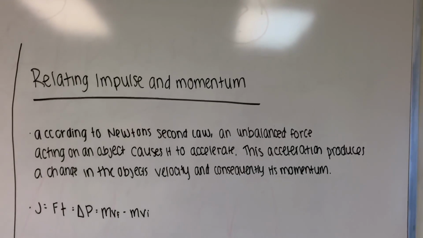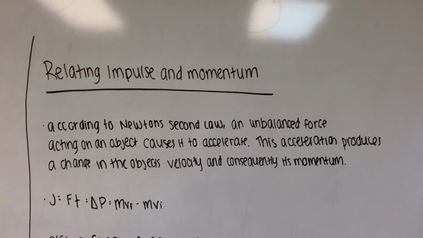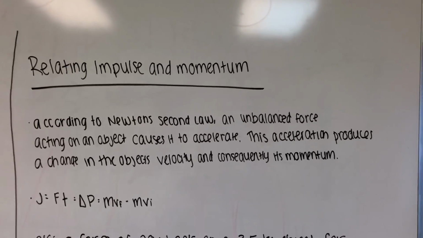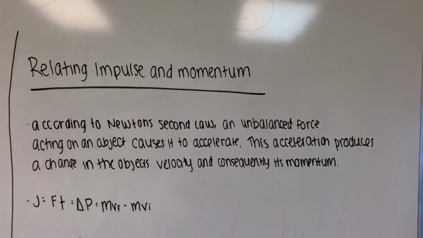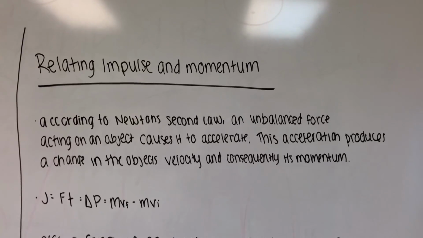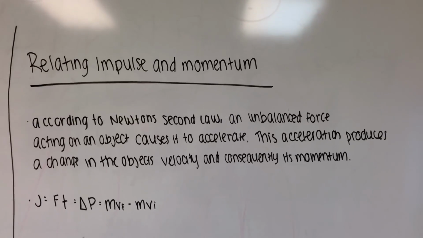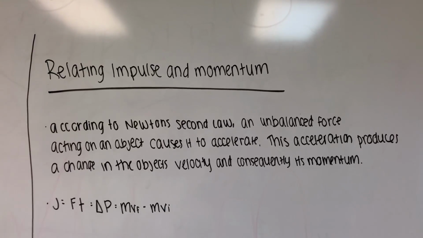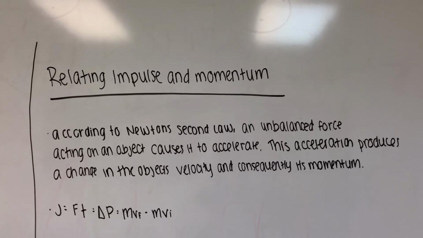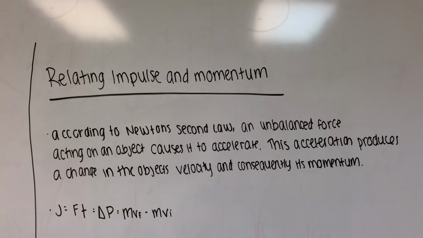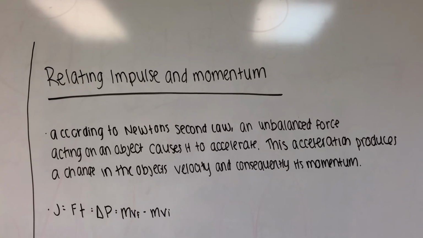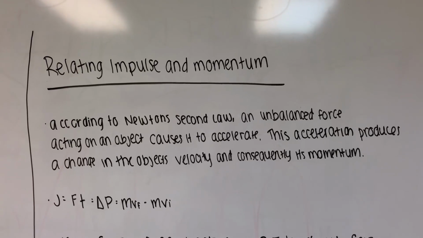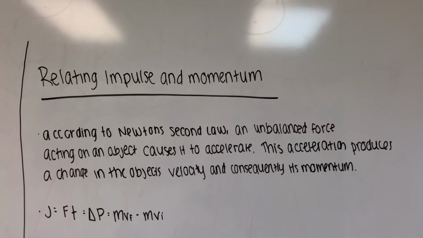Now we have to relate impulse and momentum together. According to Newton's second law, an unbalanced force acting on an object causes it to accelerate. This acceleration produces a change in the object's velocity and consequently its momentum. The equation we would use for this is J equals F times t, which is equal to the change in momentum, which is equal to m vf minus m vi. That is the mass times the final velocity minus the mass times the initial velocity.